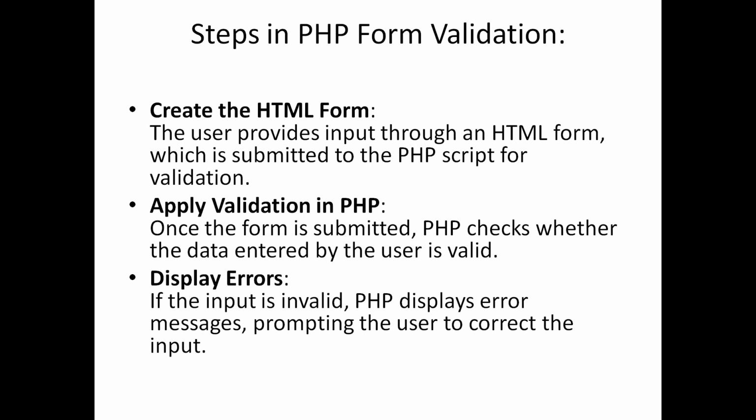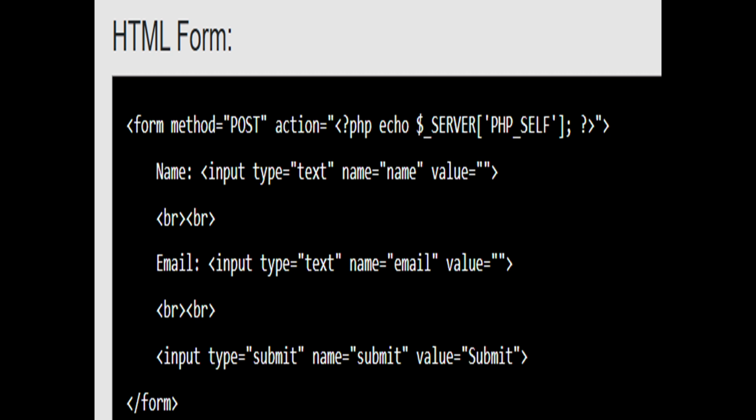So what are all the steps involved in form validation? I just want to create an HTML form, using which the basic structure of my web page is created, and inside my PHP I can apply the validation rules. Validation logic is provided inside my PHP code. Finally, I just want to display the errors, if any. So this is the basic example.